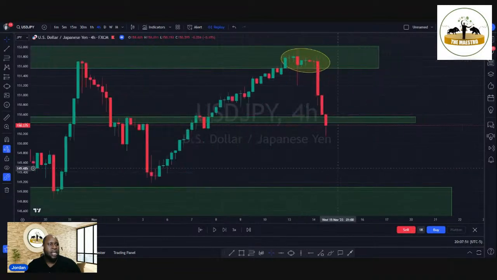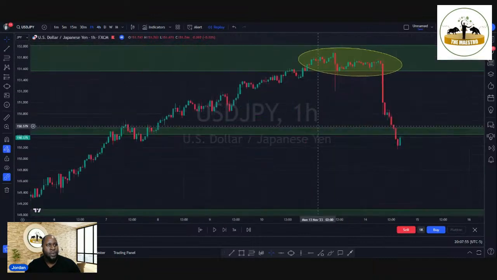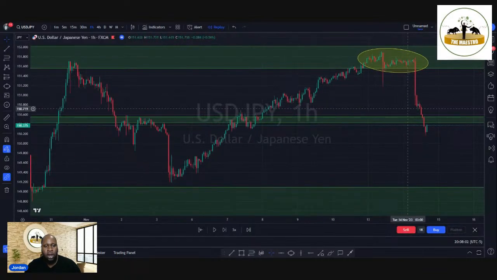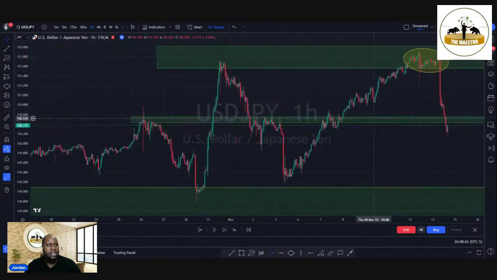You got to break this down. Taking it from a 4 hour, or even taking it from a 1 hour, does not help you because your stop loss is going to be significantly high. So that being said, you want to take it on a lower time frame. As you're looking at this, you have to break down what the market is showing you.